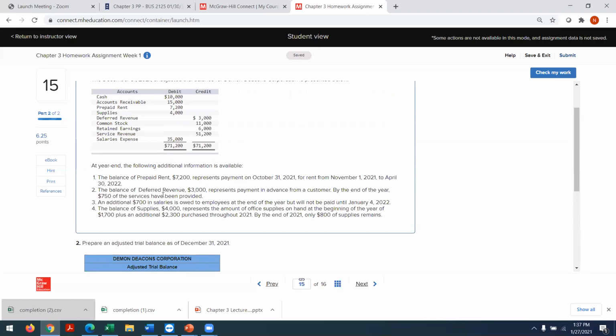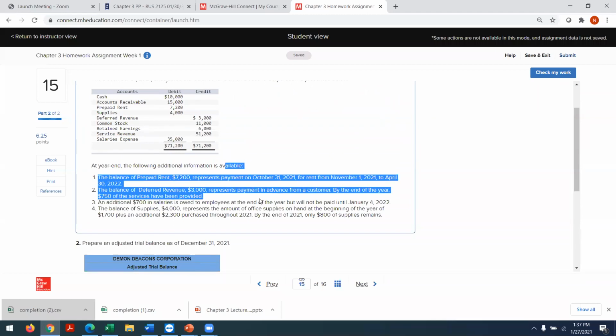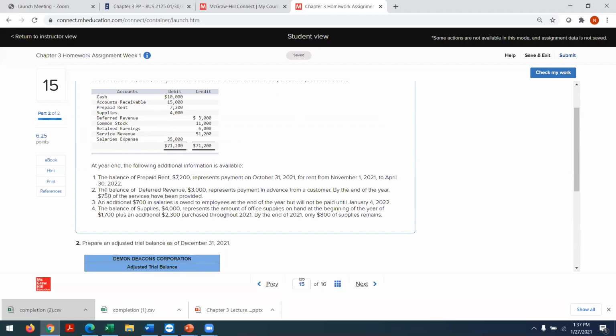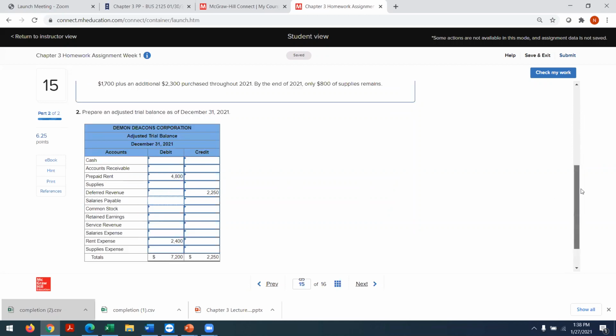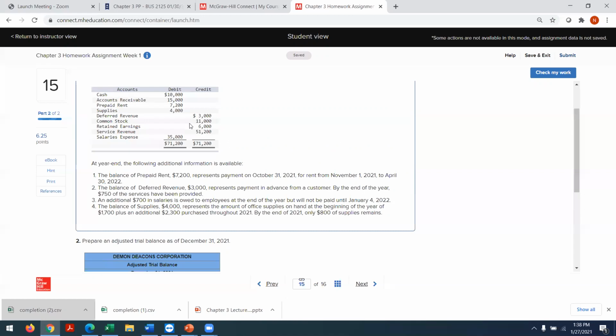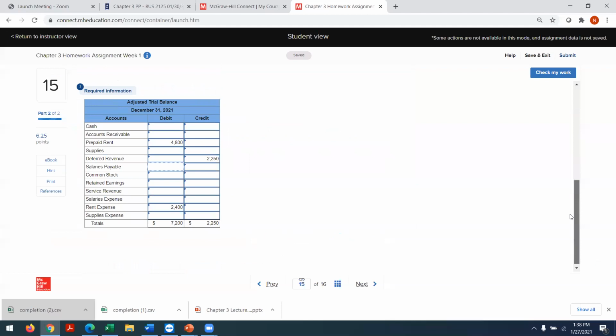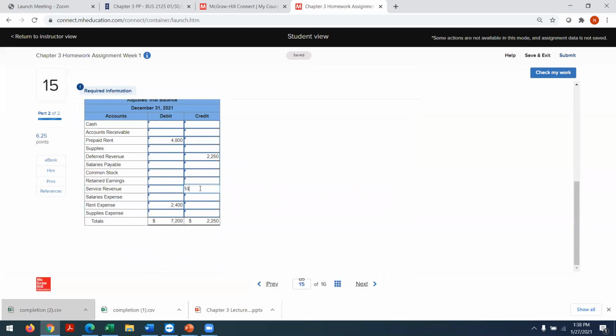The balance of deferred revenue, 3,000, represents payments in advance from a customer, but by the end of the year, 750 of the service had been provided. Remember, we debited our deferred revenue and we credited service revenue of 750. So our new deferred revenue balance should be what? $2,250. Okay. And our service revenue should be 750 more than this. 51,950. Make sense? Yes.